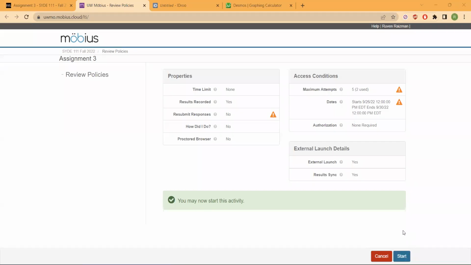Hey guys, if you're looking at this, it's after the Mobius is due, but I just want to go over the questions just so everybody knows what they're doing and how they did that.